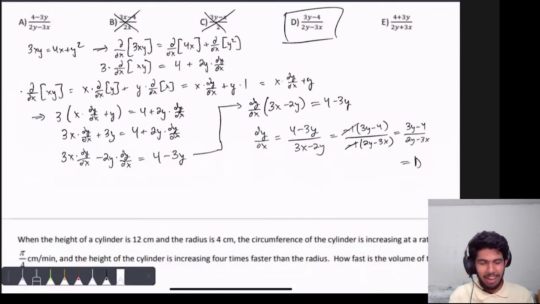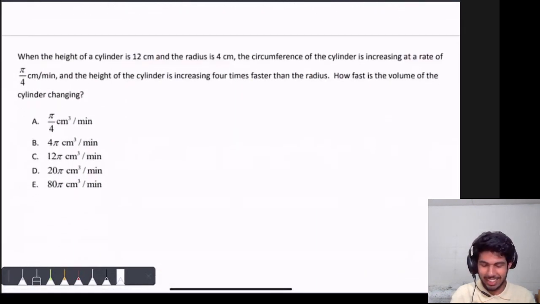All right, and now we move on to the last question of the day, and it is a multiple choice question, but it's a word problem. It's been a long day, so thank you for tuning in. But let's get this last question out of the way, and then next week we'll move on to even more exciting stuff.